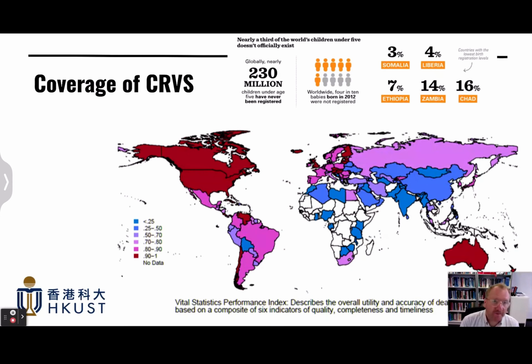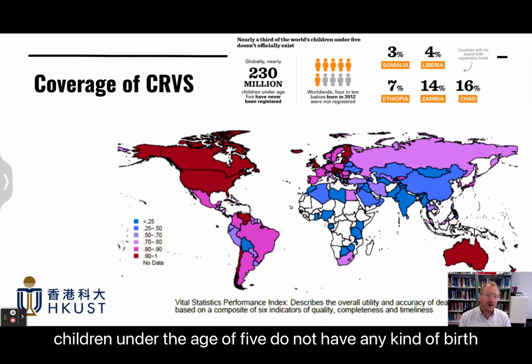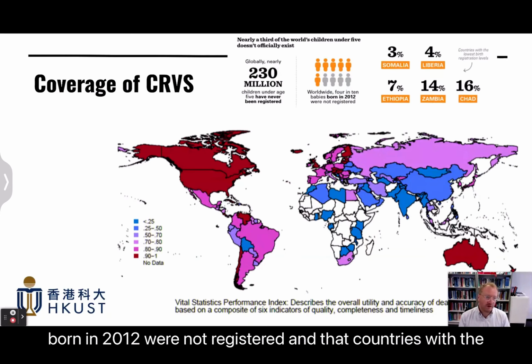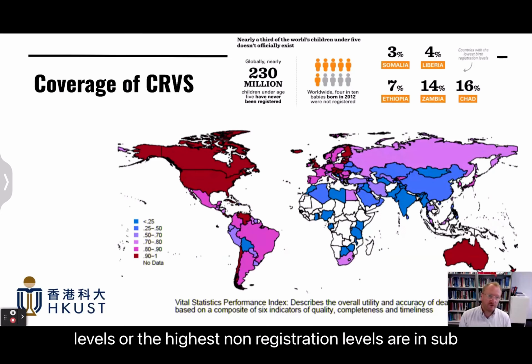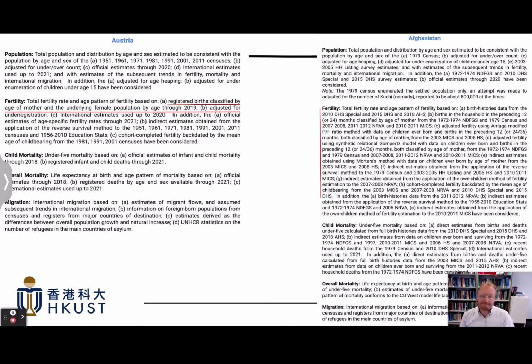In fact, there's around 250 million children under the age of 5 who do not have any kind of birth certificate. They do not have any registration. And so 4 in 10 babies born in 2012 were not registered. And the countries with the lowest birth registration levels, or the highest non-registration levels, are in sub-Saharan Africa, sometimes as high as 14% in Zambia and 16% in Chad.